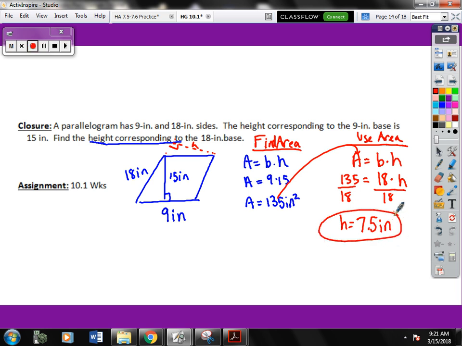The rest of the time is yours to work on the homework.